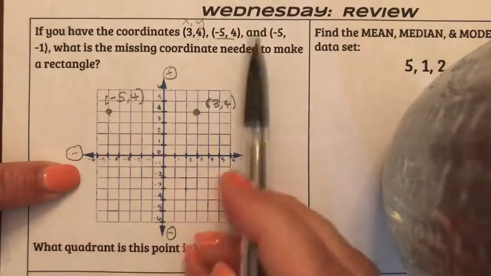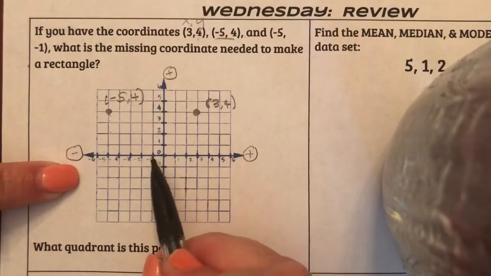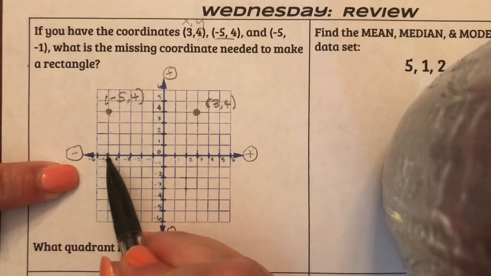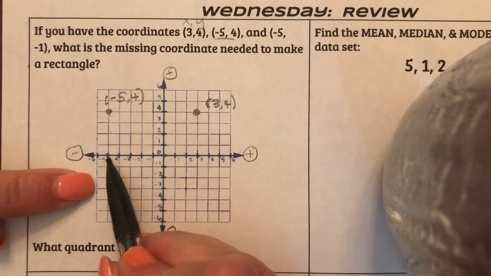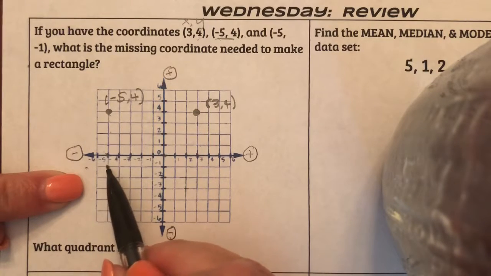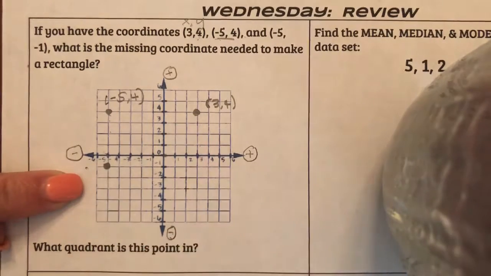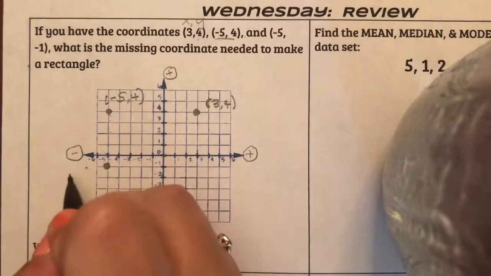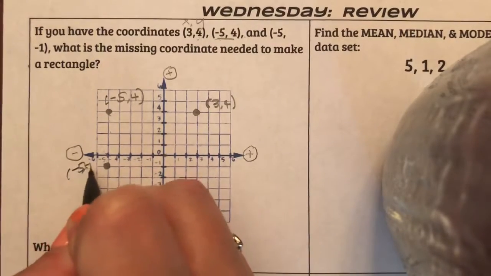And my last coordinate is (-5, -1). Again, this is x then y: -5, 1, 2, 3, 4, 5. And this is going to take me down into quadrant 3, that is negative. Okay, (-5, -1). I forgot to list that on there.